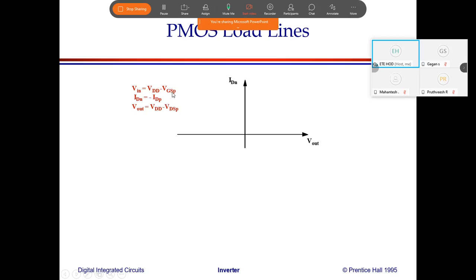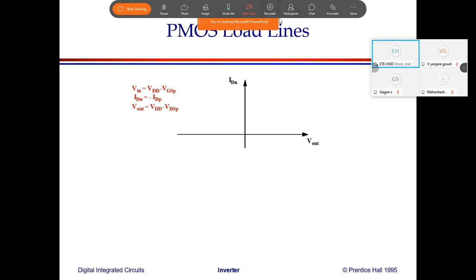Or can I say VGS of P is equal to, what is VGS of P here? Is it V in minus VDD? Yes, sir. So that's what is written here. So input is given by VDD plus VGS of P. Why is IDN equal to minus IDP? Because it is N and P, the currents are flowing in opposite directions. That's why ID of N is minus ID of P. What is VDS of P?